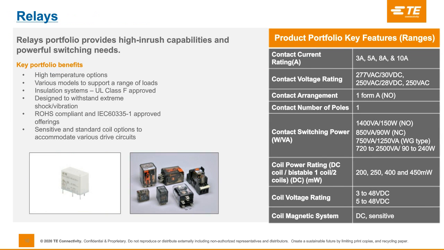So we got relays. So relays, the portfolio provides high inrush capabilities and powerful switching needs. So some of those key portfolio benefits would be high temperature options, various models to support a range of loads, insulation systems such as UL Class F, designed to withstand extreme shock vibration, RoHS compliant, sensitive and standard coil options to accommodate various drive circuits, but also the current ratings. We just have a smattering of listing here from 3 amps up to 10 amps, but also we go 50 amps plus. It all depends on what that need's going to be.